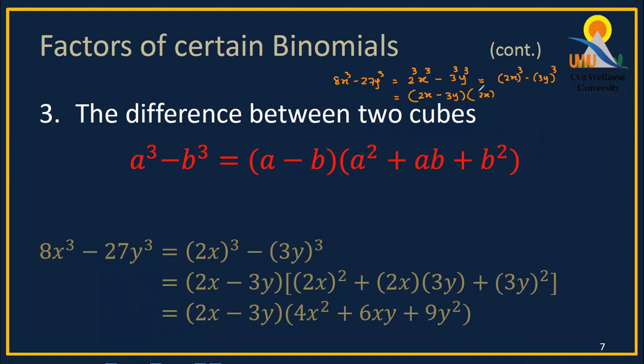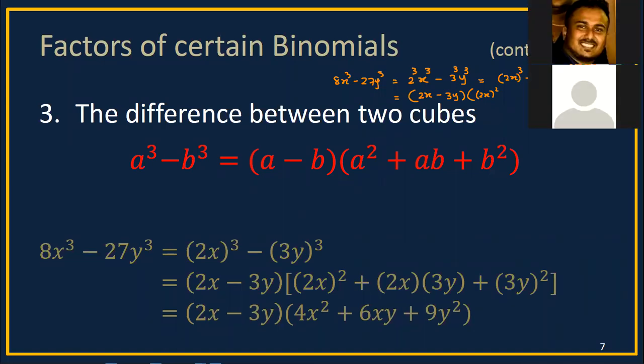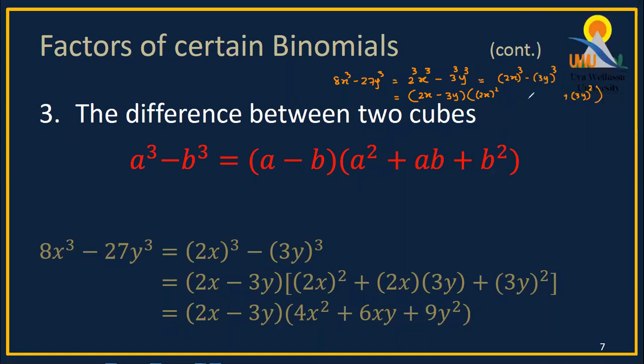It is 2x squared. Then, as the last term, what will we have? It is 3y, and now we have to consider its square term, 3y to the power 2. And thereafter, you have to multiply these two quantities, 2x and 3y. Since here we have used the minus sign, we will have the plus sign here. Therefore, if you solve this further, you will get 2x minus 3y.